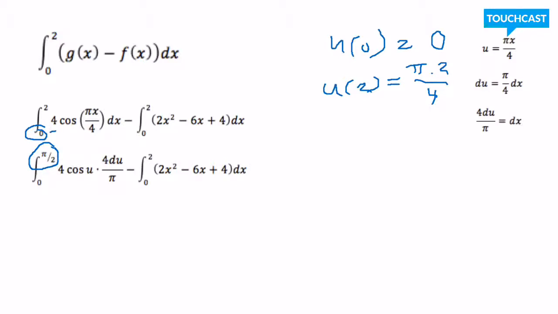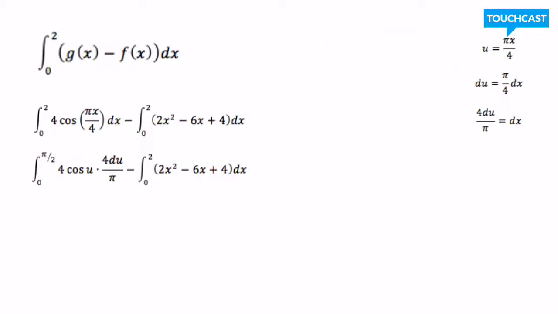So the 4 was there. Cosine of pi x over 4 becomes cosine of u. And I'm going to replace this dx with this expression for dx. So that's how I get this new first integral. The second integral I'm just leaving alone for a second.